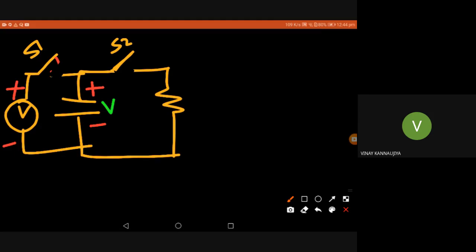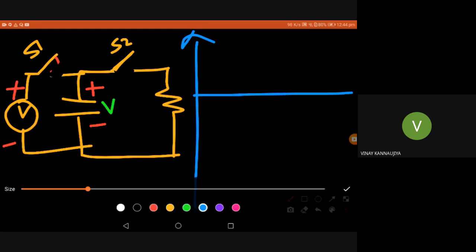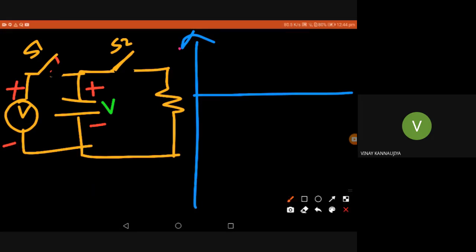Initially the capacitor was charged, so I'll draw the graph of the capacitor here. Initially the capacitor has a voltage V, so I'll show it here. V was the initial voltage across the capacitor. Now when I turn on the switch S2, what is happening? From the point V, you can see the capacitor discharging something like this. I'm just giving a simple idea.